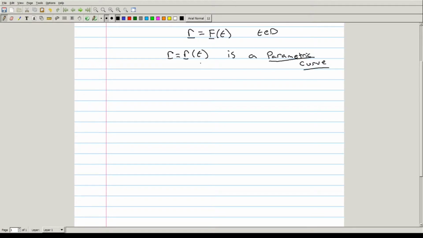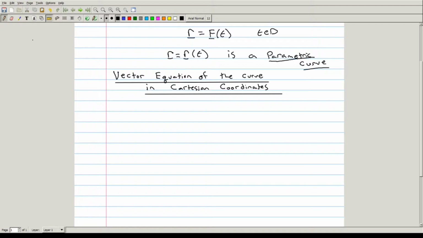The vector equation of the curve looks like this, but if we want to write this down in, say, a Cartesian coordinate system, then the vector equation of the curve can be written as follows in Cartesian coordinates. Specifically we'll stick with 3D. R of t is equal to a vector of three single variable functions, x of t, y of t, and z of t.